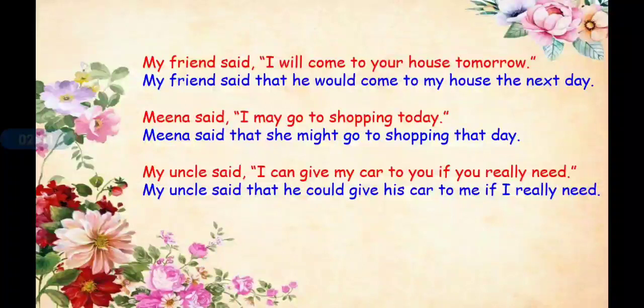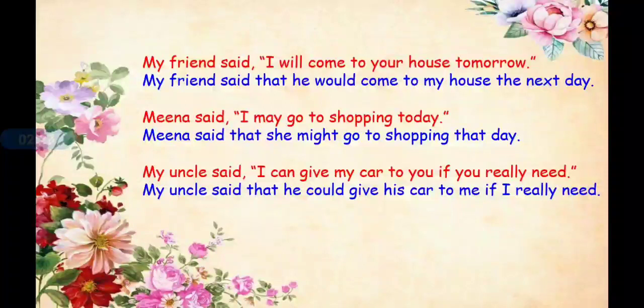When we are getting modal auxiliaries, they will change. Will becomes would, shall becomes should, may becomes might, can becomes could. But the tense will not change. Meena said, I may go to shopping today. So said is the reporting verb here, which is there in the past tense. Meena said that she might go to shopping that day.